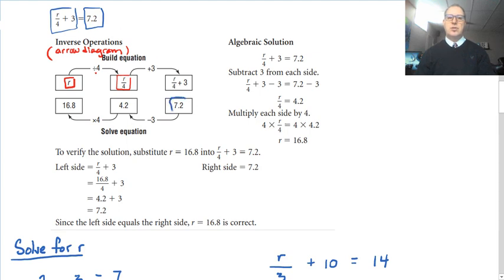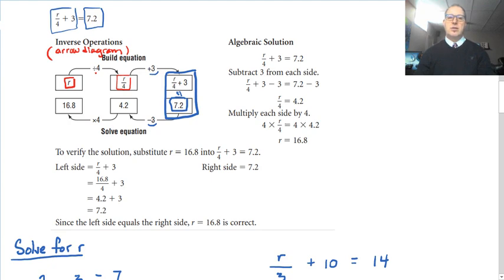So I'm going to start with 7.2, and I'm going to use the opposite operations on 7.2, because that's how we're going to get r. That's where we're going to find what r equals. Okay? So you can see this is the equation as it stands right now. R over 4 plus 3 equals 7.2.